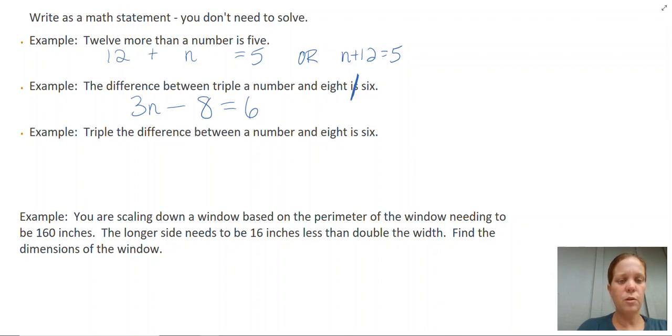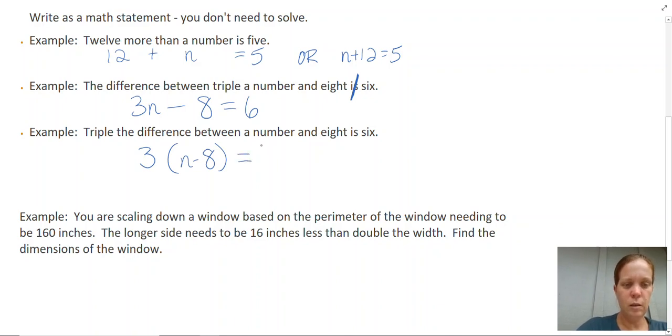Okay, now the next one is very similar. Triple the difference between a number and 8. Very similar, but it's triple the difference. So if it's triple the difference, it's going to be 3 times whatever the difference is between a number and 8. So we need to do some parentheses here, because this is saying take the difference and then triple it. Is 6, equals 6.